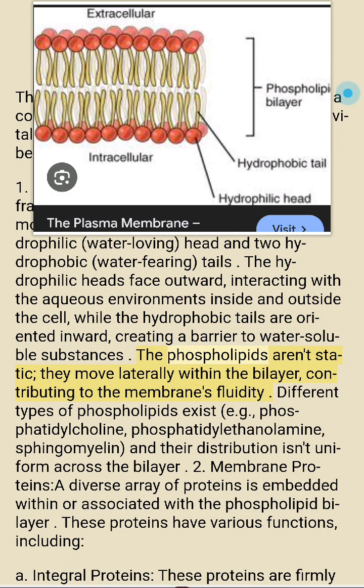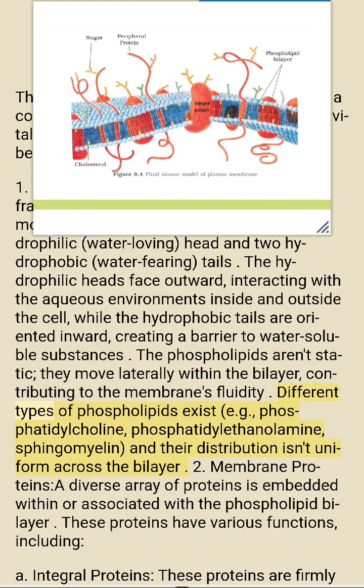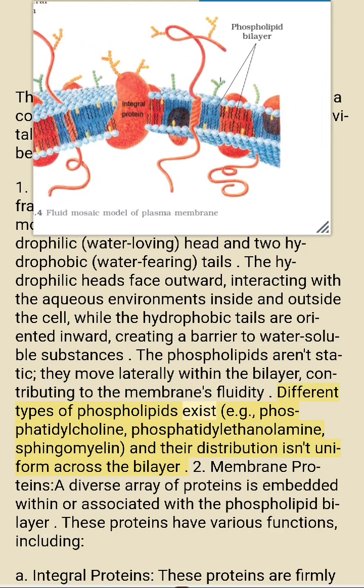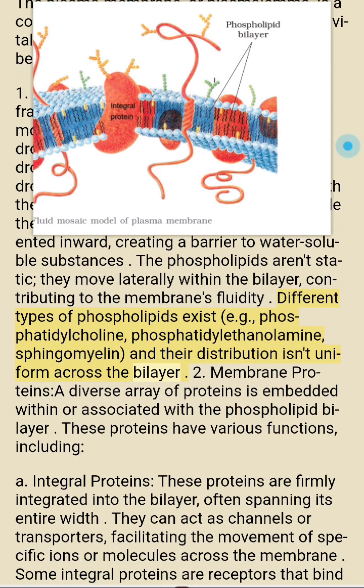The phospholipids aren't static. They move laterally within the bilayer, contributing to the membrane's fluidity. Different types of phospholipids exist, e.g., phosphatidylcholine, phosphatidylethanolamine, sphingomyelin, and their distribution isn't uniform across the bilayer.